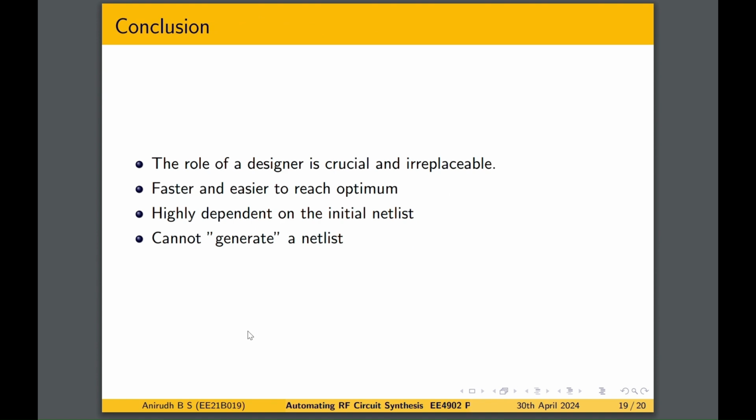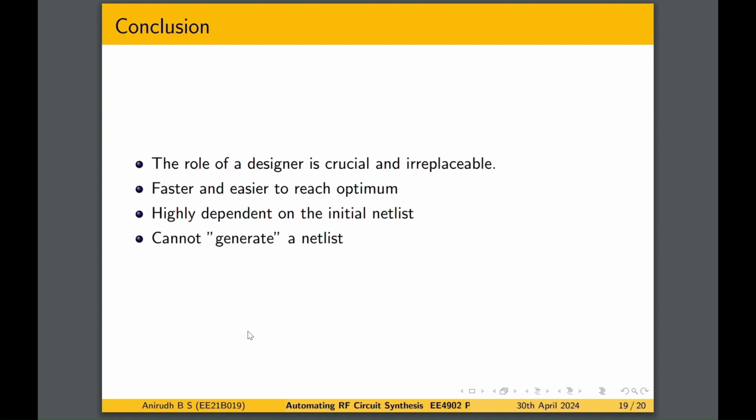Moving forward, the conclusions are as follows. The role of a designer is crucial and cannot be replaced. This automation makes the design process only faster and easier to reach the local optimum. Again, we cannot guarantee reaching of global optimum. It reaches only the local minima for sure. The local minima highly depends on the choice of initial netlist. The better it is in relation to the optimum, the faster it converges.